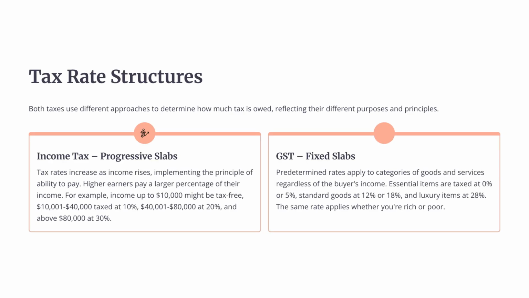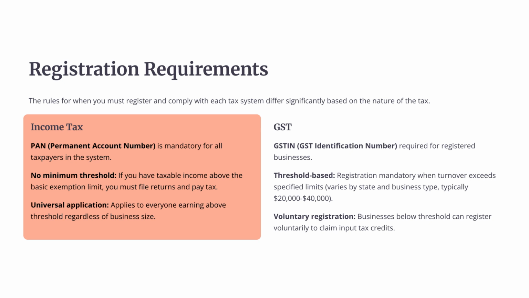Income tax follows a slab system based on income levels. GST has fixed rate slabs such as 5%, 12%, 18%, and 28%. Both taxes are calculated differently. Income tax requires PAN for filing returns. GST requires registration once turnover crosses the prescribed limit. Without GST registration, GST compliance is not allowed.